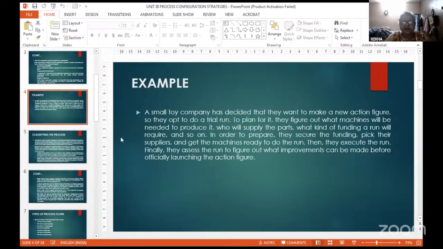So first they planned, then they prepared, got all the resources, made all the preparation, then they executed, and then finally they assessed before officially launching it. It is proper or not, or whether it needs further improvement.